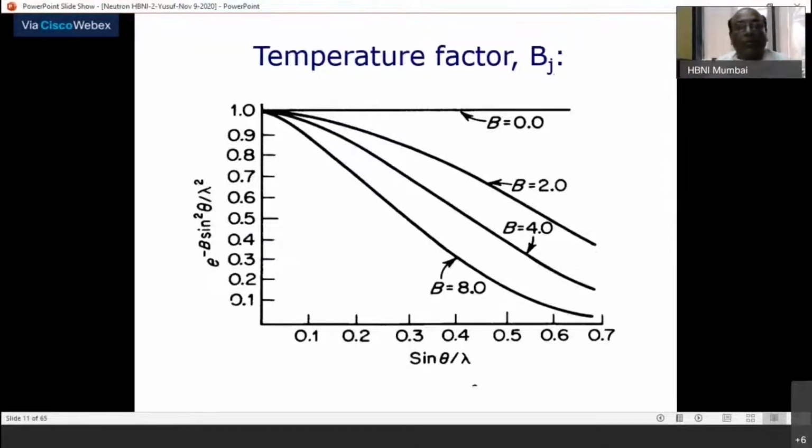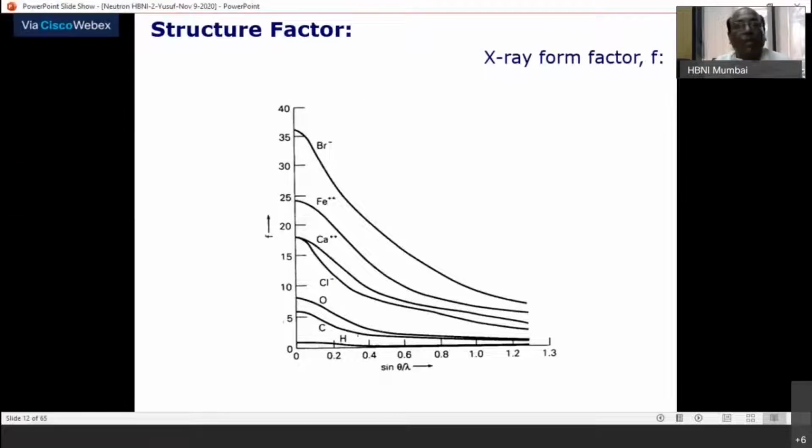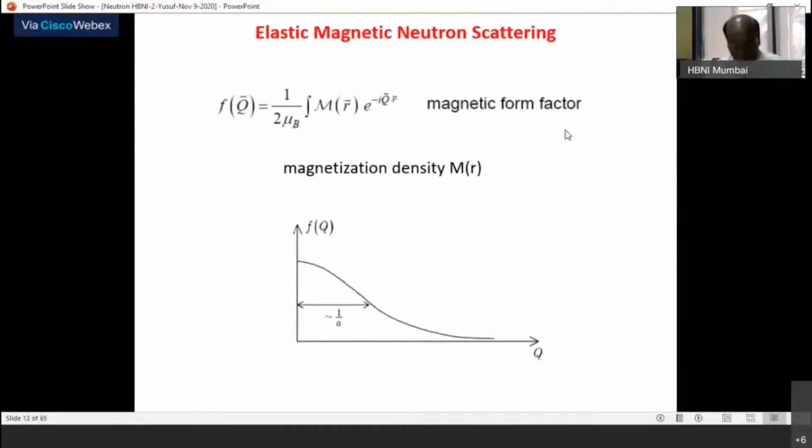So this factor is there for both cases. But the X-ray form factor is there; for the corresponding neutron scattering, the b is constant. It is flat. Whatever be the value here, the value remains the same. But then the question is, for neutron scattering, is there any form factor? The answer is yes, if you deal with magnetic materials. And that is the topic of my lecture, as you know.